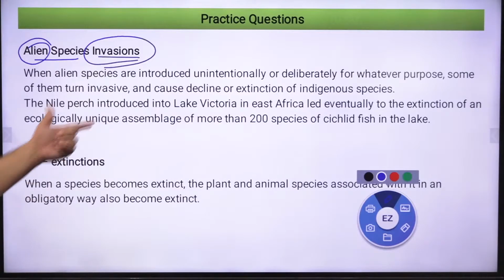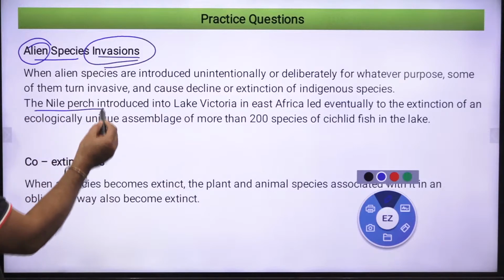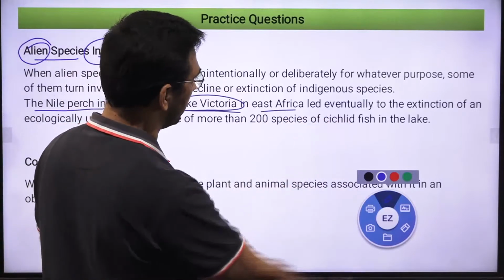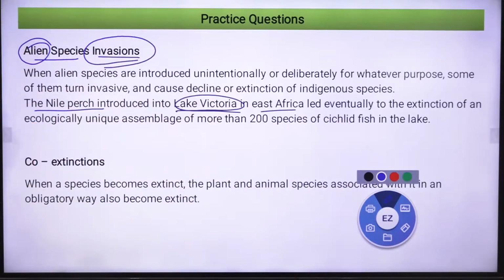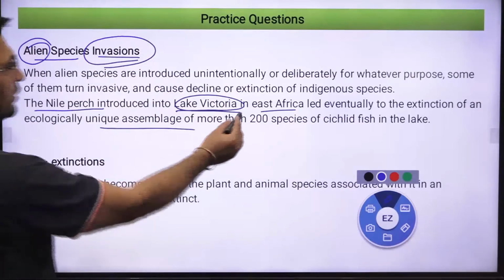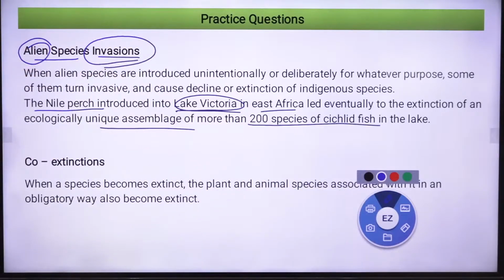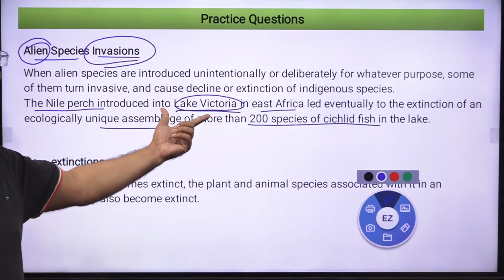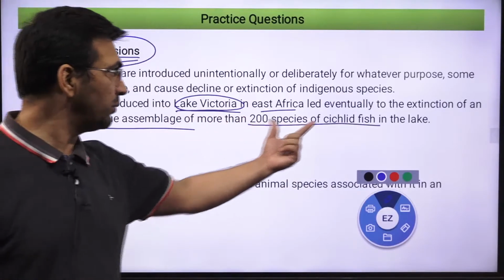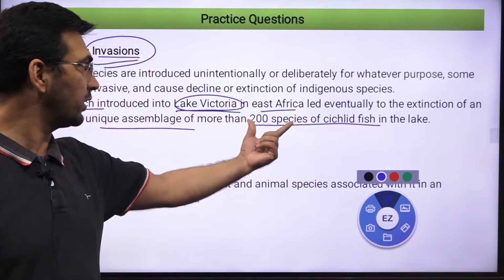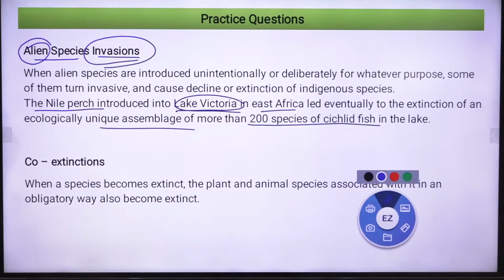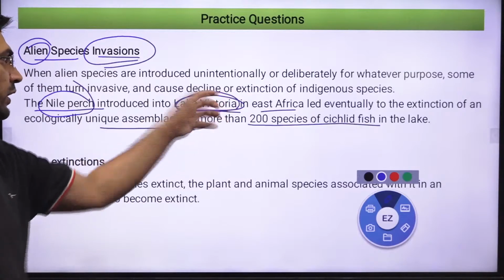For example, one example that you can quote here is the Nile perch, a fish introduced into Lake Victoria in East Africa. Lake Victoria, which is in the African continent, led eventually to the extinction of the ecologically unique assemblage of more than 200 species of shellfish. When you deliberately introduced the Nile perch into this lake, more than 200 different varieties of this particular fish were completely destroyed. So what happened? Alien species invasion. Nile perch is the alien for this particular place, Lake Victoria. So that may lead to invasion.